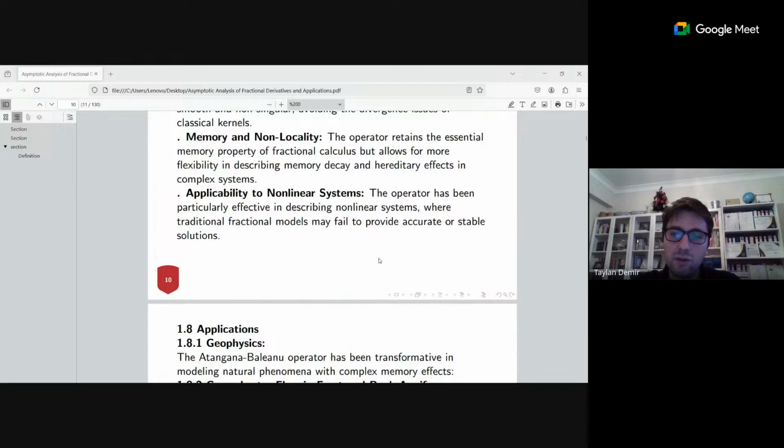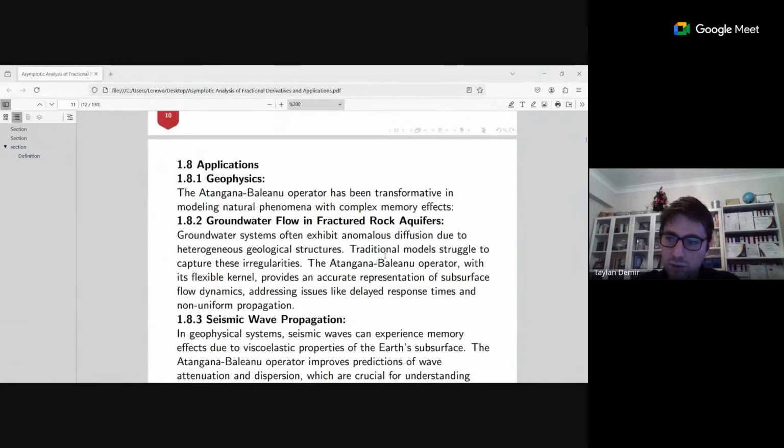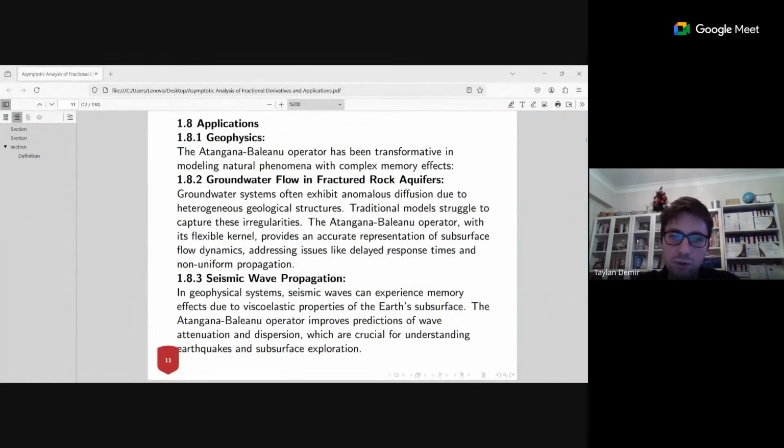We know that the operator has been particularly effective in describing nonlinear systems where traditional fractional models may fail to provide accurate or stable solutions. Therefore, these definitions of fractional operators give more accurate results from the simulations when we apply this concept to real-world problems.